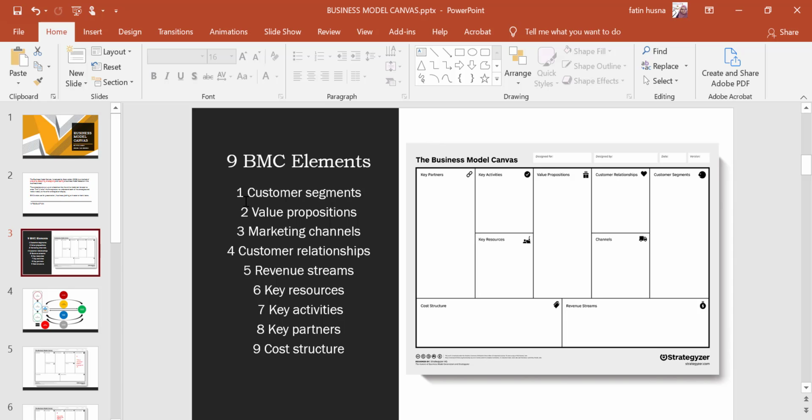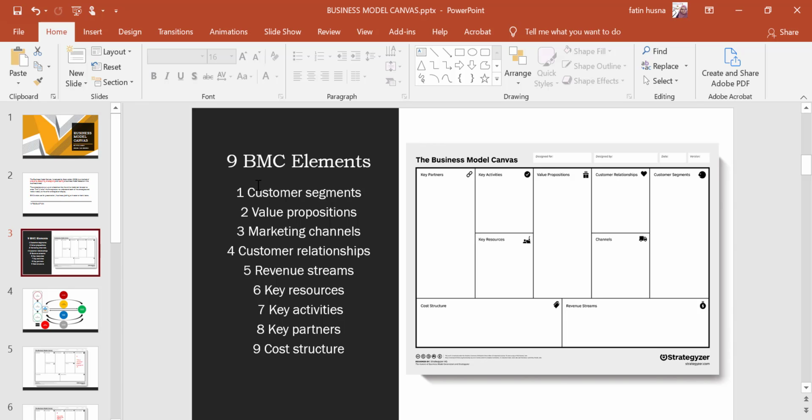Number 1, you should do first: customer segment, or you can do number 2 first. Number 1 and number 2 depend on you. If you have a business idea but you are focusing more on the problem rather than the customer, then number 2, the value proposition, starts first. But if you are focusing on a target customer, then the customer segment starts first. It depends on what you want to focus on.